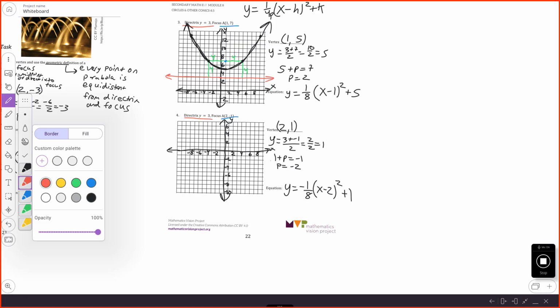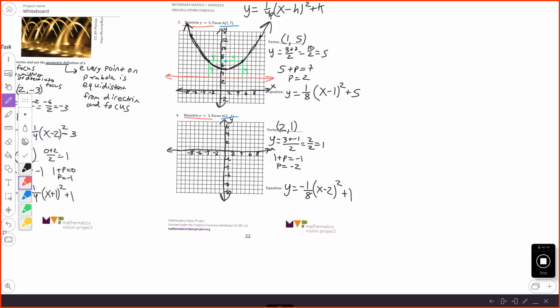So my directrix is at y equals 3. And my focus is at 2, negative 1. So my vertex was at 2, 1. Okay, now I'll go 4 points away, 1, 2, 3, 4, in each direction. Again, directrix and focus both have to be the same distance away from every single coordinate.